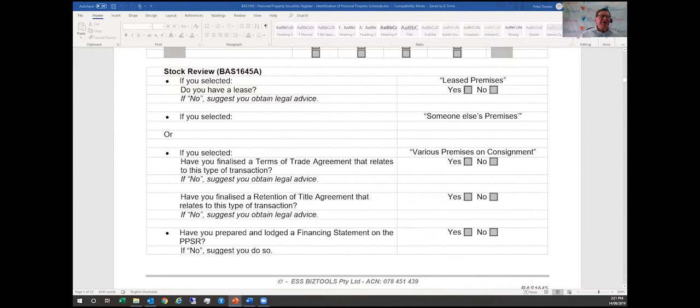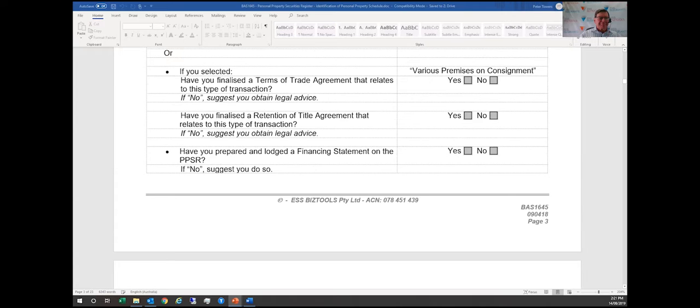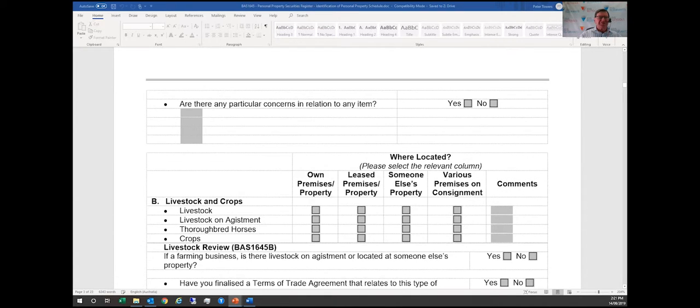And then we have some key questions relative to the terms of trade agreement and the retention of title agreement. Have they got one? Check it, read it, see who prepared it. Were they a commercial solicitor? And when did they prepare it? Because if it was prior to January 2012, I think there's a fair chance it might not reflect the current legal position. So there's some other questions there.